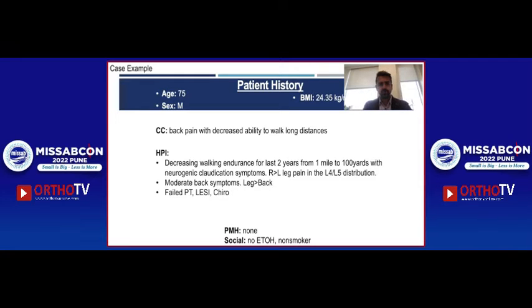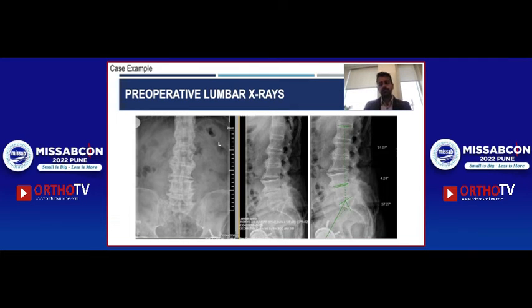This is a patient, very typical 75-year-old who has increase in back pain and a reduction in the ability to walk for several years. The patient reports that he has neurogenic claudication type symptoms, but he also has radicular symptoms, right leg worse than left leg. He's tried physical therapy, epidural steroid injections, and some chiropractic treatments with some moderate improvements in his symptoms. However, he seems to be progressively getting worse.